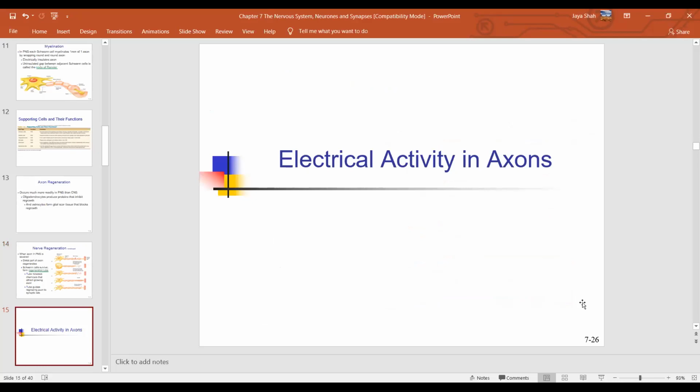Okay, so now the main function. Up to now, we have talked about the structural part of the nervous system. Now, the main function of the nervous system is to generate and to transmit action potential or electrical activity. Electrical activity in the neuron is called action potential.